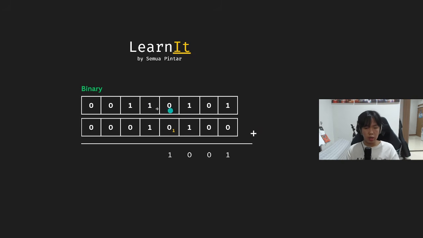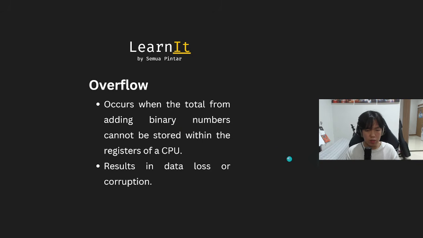So this is 1. Then 1 plus 1 is 10, and we bring the 1 here. So 1 plus 0 plus 1: 1 plus 0 is still 1, and then 1 plus 1 is 10. So this is 0, and we bring the 1 to the next place. 0 plus 0 plus 1 is 1, and 0 plus 0 is 0. So this is the final result.